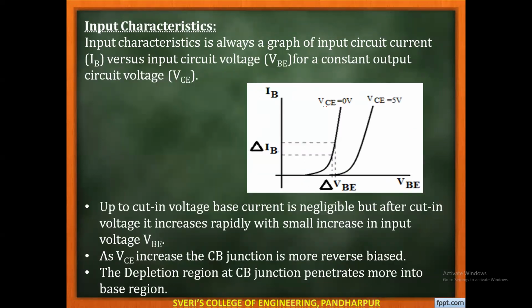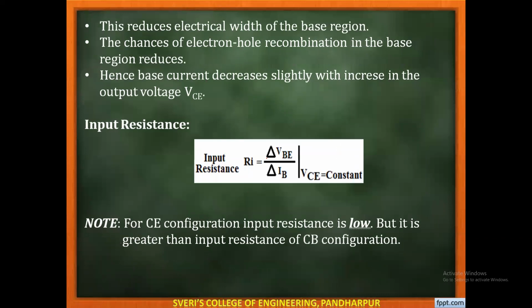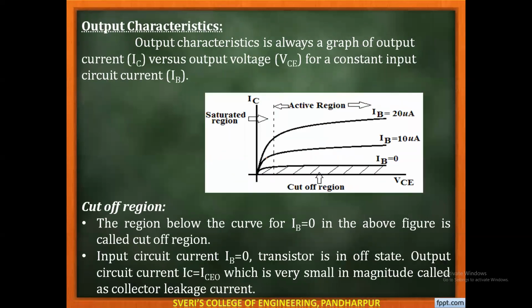Now you can observe that VC is equal to 0. Then when the output circuit voltage increases, the graph is tilted in this direction for the common emitter configuration. And for the common base configuration, as the output circuit voltage increases, the graph is tilted in this direction. This is the difference between them. Get it, my point? Again, you can see that this is the formula for the input resistance. And now for IB equal to 0, this is the cutoff region, and that current we call ICEO. Get it, my point?